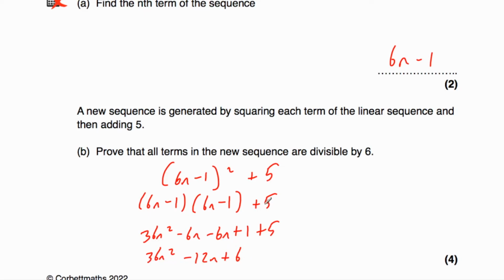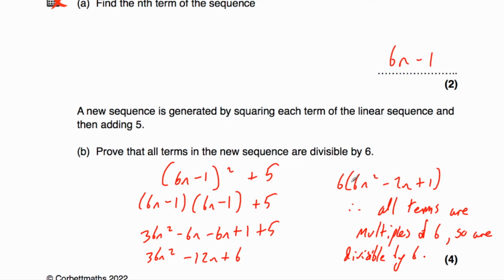I want to show that all those terms are divisible by 6. If we can factorize this and take 6 out, then all the terms are divisible by 6. So let's try that. 6 bracket, and we would have 6n squared minus 2n plus 1. And therefore, all terms are multiples of 6 because we've got 6 times something, and so they're divisible by 6. Okay, let's have a look at our next question.